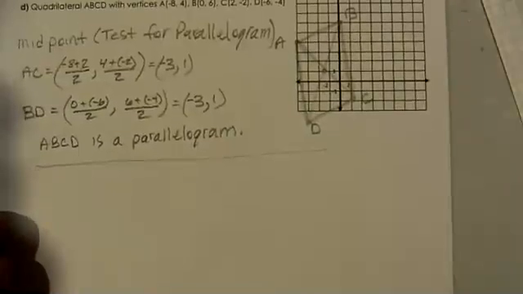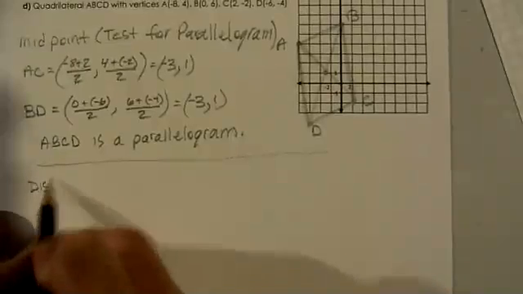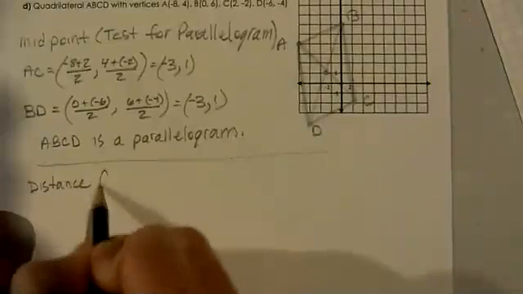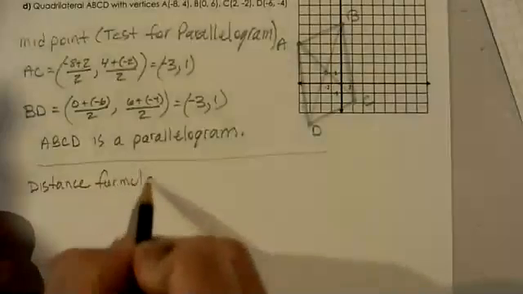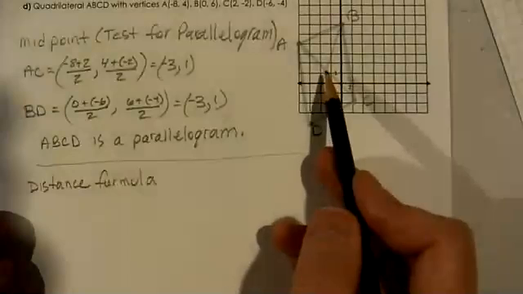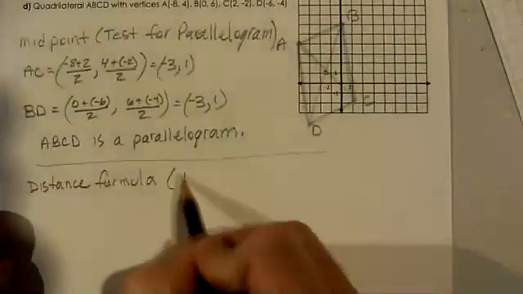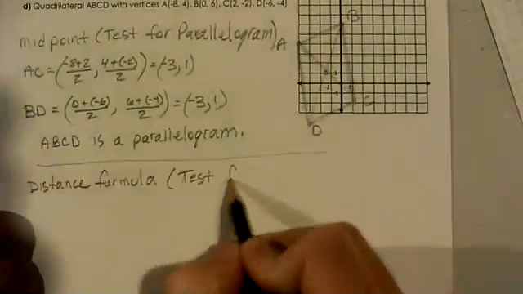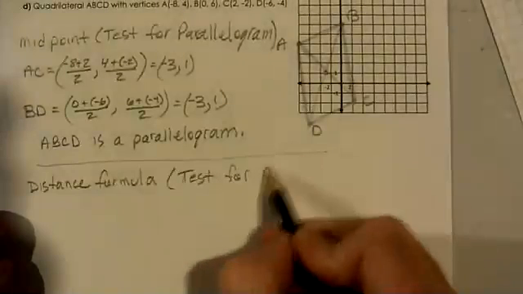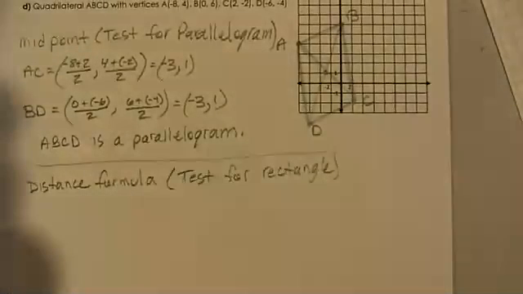All right, so now let's do the distance formula. Neither of these are vertical or horizontal, so we can't count it, unfortunately. We are going to test for a rectangle. We're testing for those 4 right angles.